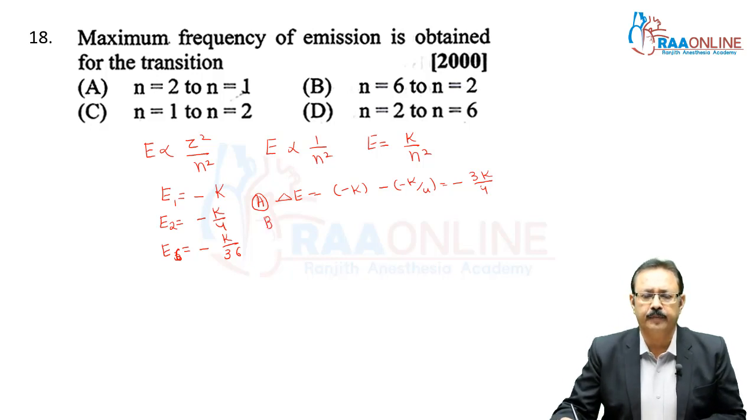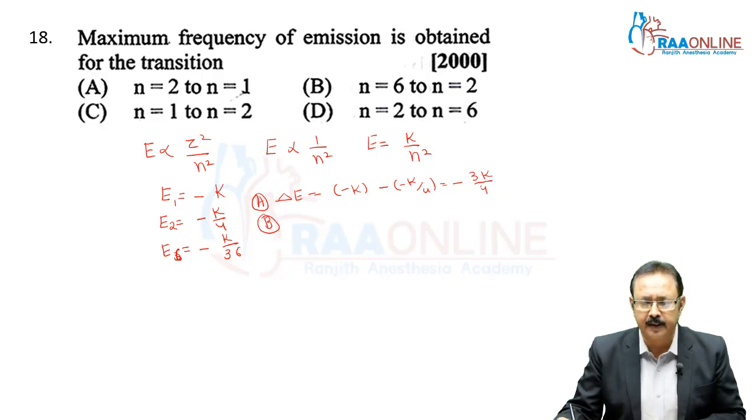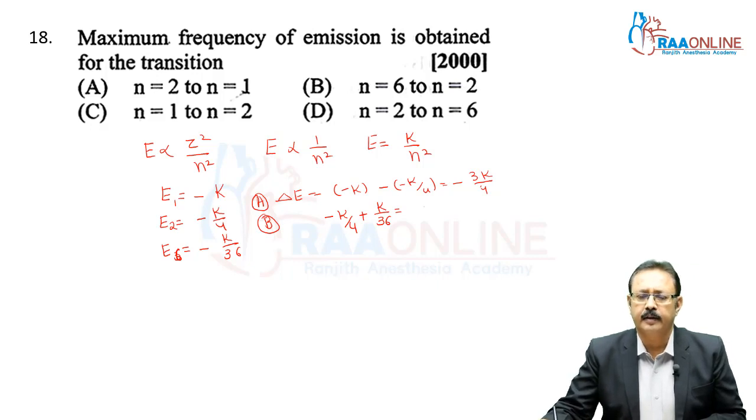In B option, 6 to 2. Final is 2, initially n was 6. 2 means minus K by 4, minus plus K by 36. Minus 9 plus 1, minus 8 by 36K.